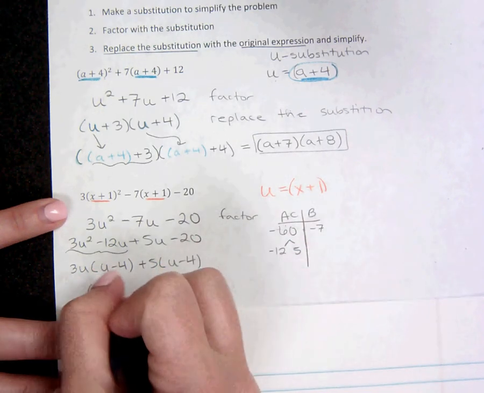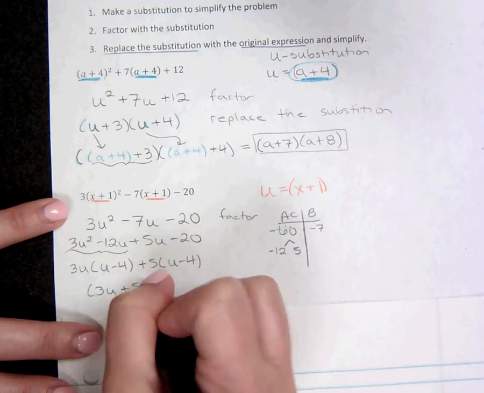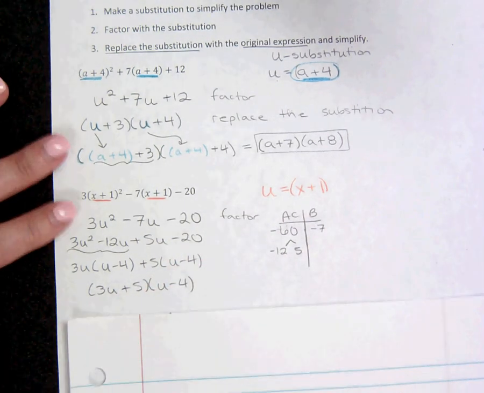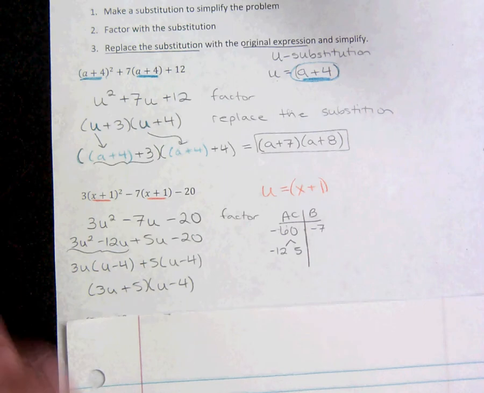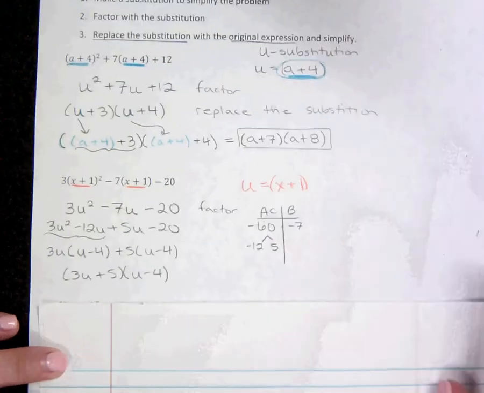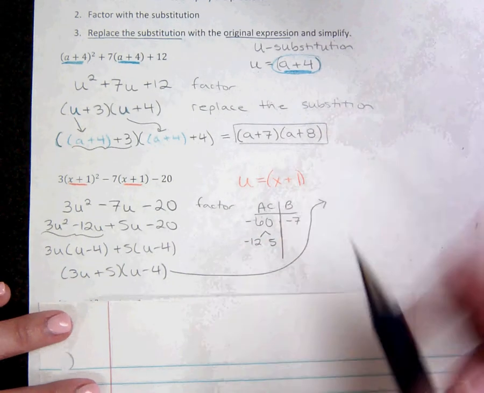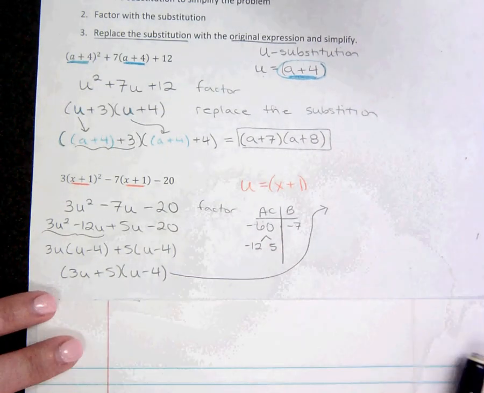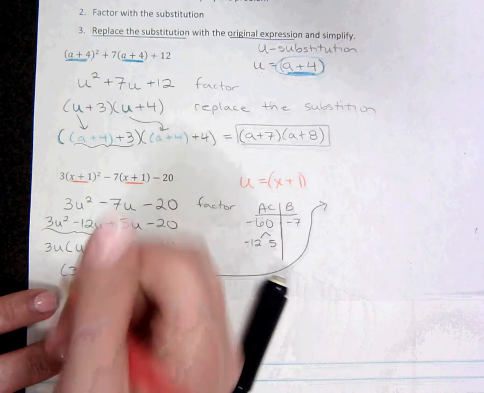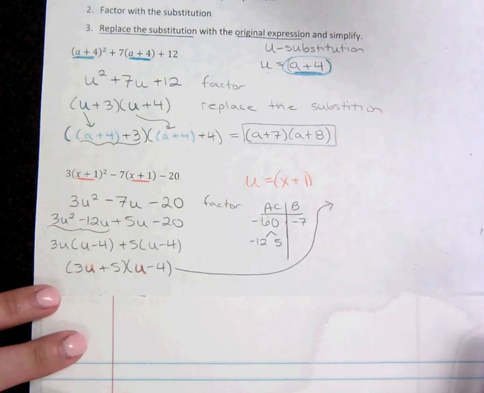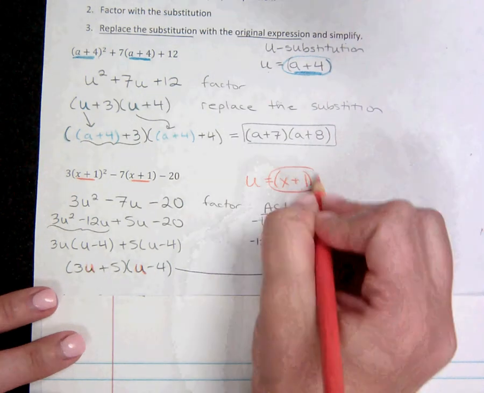And that gives us 3u plus 5 times u minus 4. And our brains want to be done. Our brains just want to stop right there. But we need to take our answer and sub it back in. So everywhere I see the letter u down here, this u and that u, needs to be replaced with the original expression that it was, x plus 1.